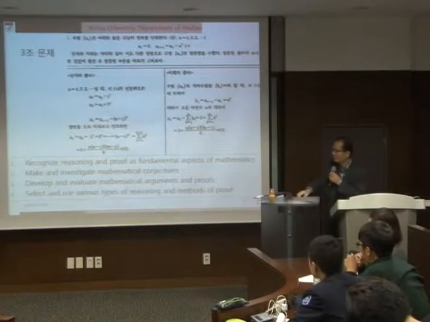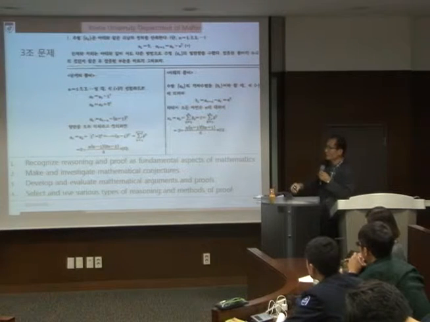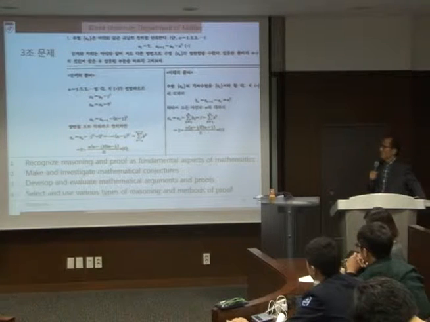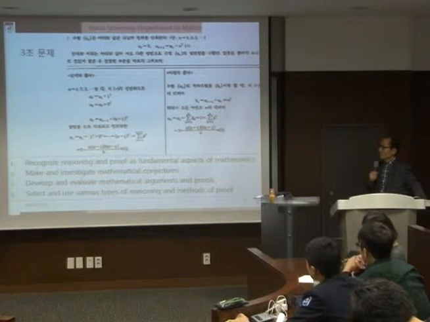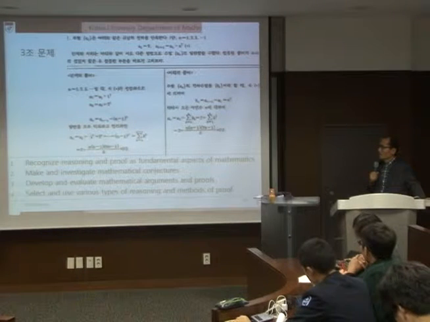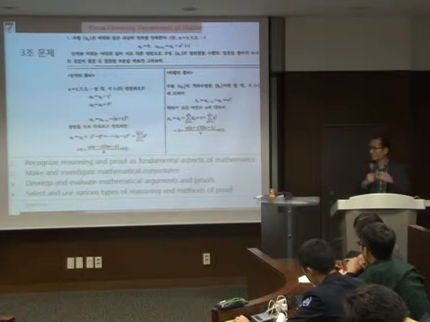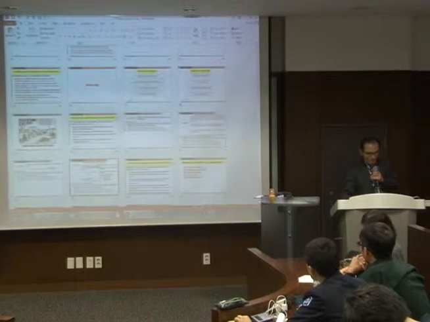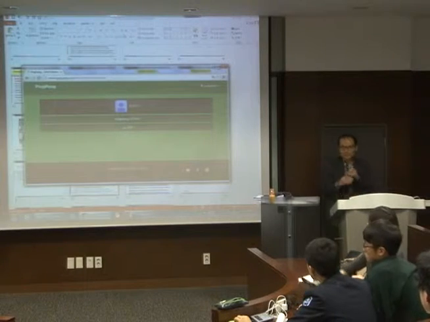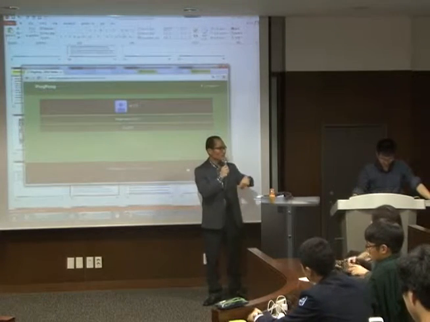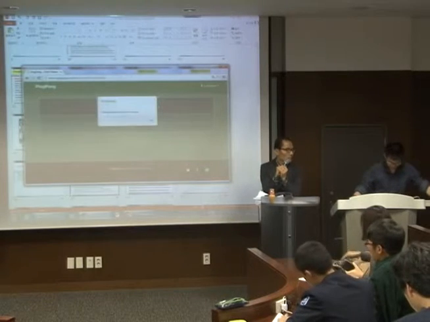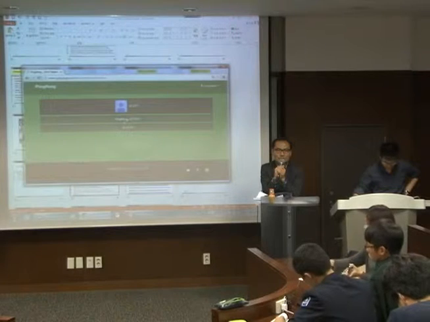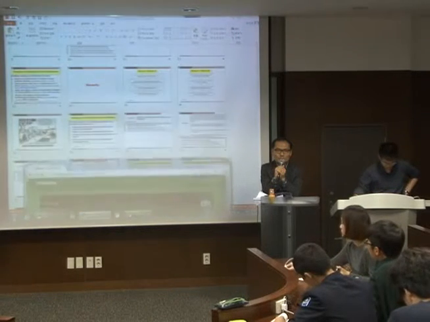According to reasoning and proof, there are 4 categories I explained, right? Recognize reasoning and proof as fundamental aspects of mathematics, or investigate mathematical conjectures, or mathematical arguments, or deductive reasoning. Let's start your ping pong then. I want to see your opinion. Last time we did. Please access ping pong. Show your opinion.